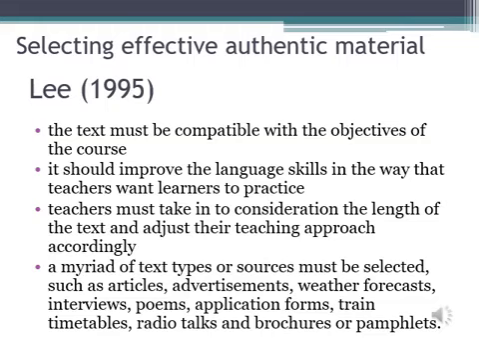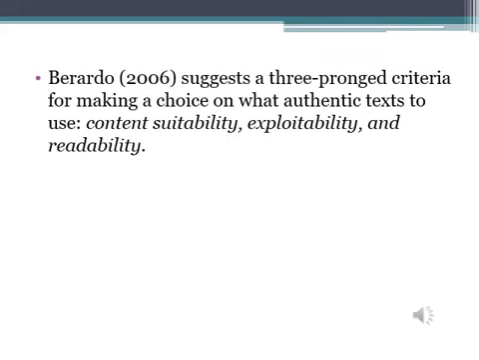A myriad of text types or sources must be selected, such as articles, advertisements, weather forecasts, interviews, poems, application forms, and so on. Barado 2006 suggests a three-pronged criteria for making a choice on what authentic text to use. Number one, content suitability. Number two, exploitability. And number three, readability.